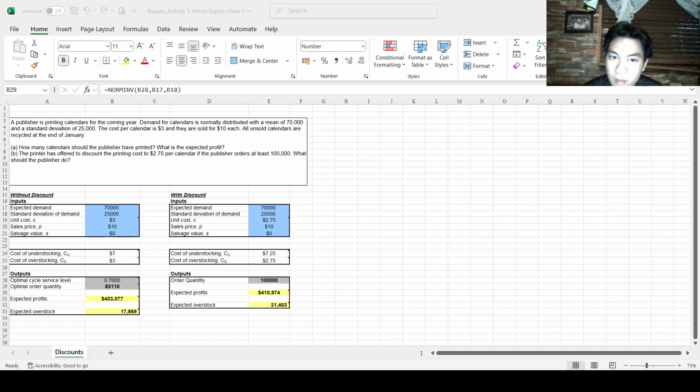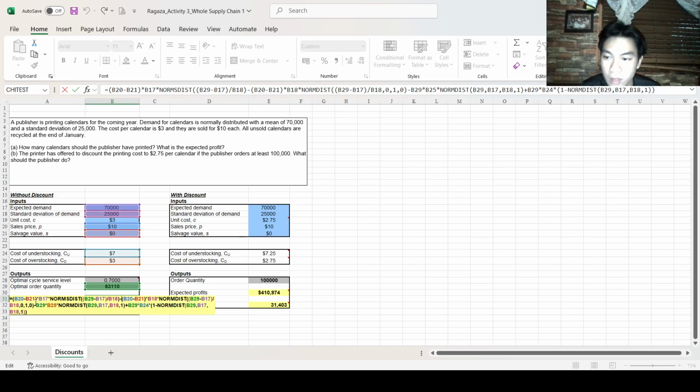Next are the expected profits, which are $403,077. And this is the formula. This is achieved by taking the sales price minus the salvage value and then the normal distribution of the optimal order quantity minus the expected demand over the standard deviation of demand, minus the sales price and the salvage value, multiplying it by the standard deviation of demand, and so on.